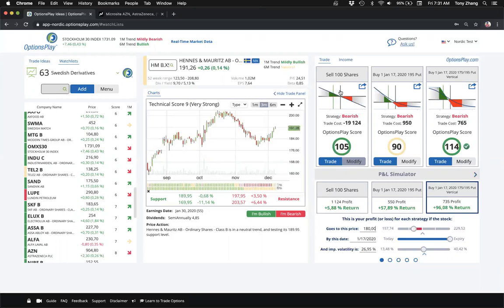As an equity investor, you would short the stock. As a simple options or a beginner options trader, you'd buy a put. As a slightly more advanced options trader, you would look at buying a put spread.